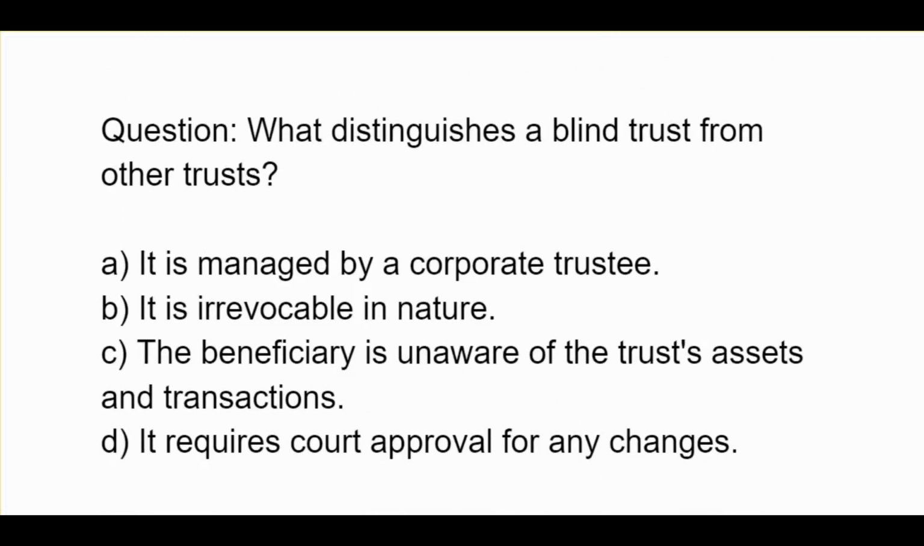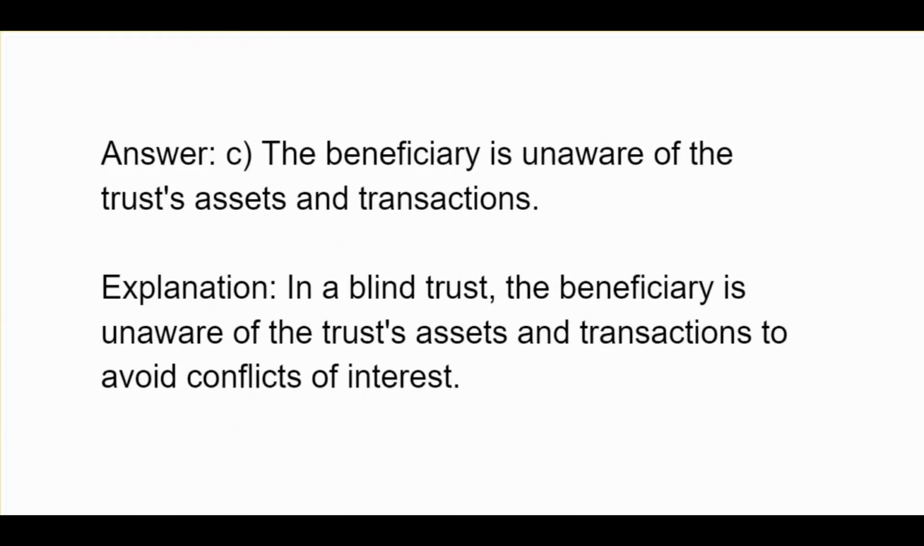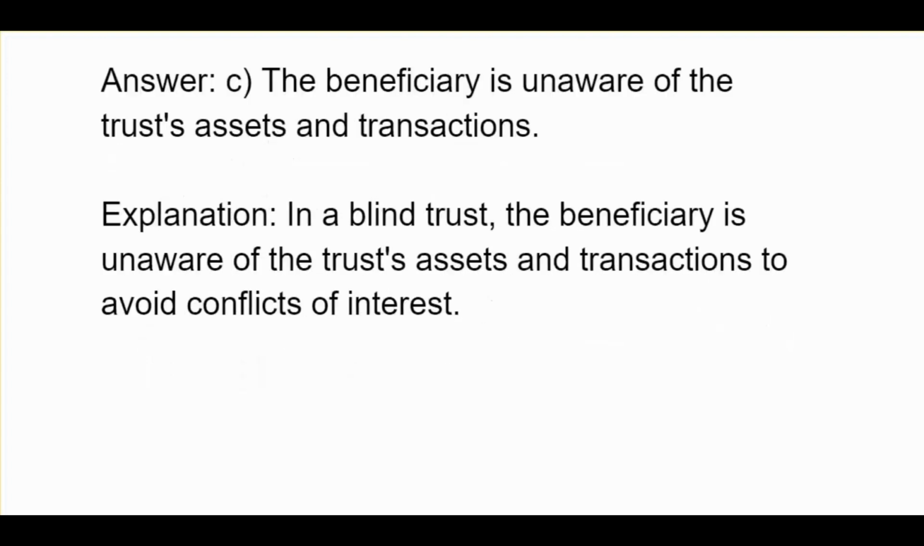What distinguishes a blind trust from other trusts? A. It is managed by a corporate trustee. B. It is irrevocable in nature. C. The beneficiary is unaware of the trust assets and transactions. D. It requires court approval for any changes. C. The beneficiary is unaware of the trust assets and transactions. In a blind trust, the beneficiary is unaware of the trust assets and transactions to avoid conflicts of interest.